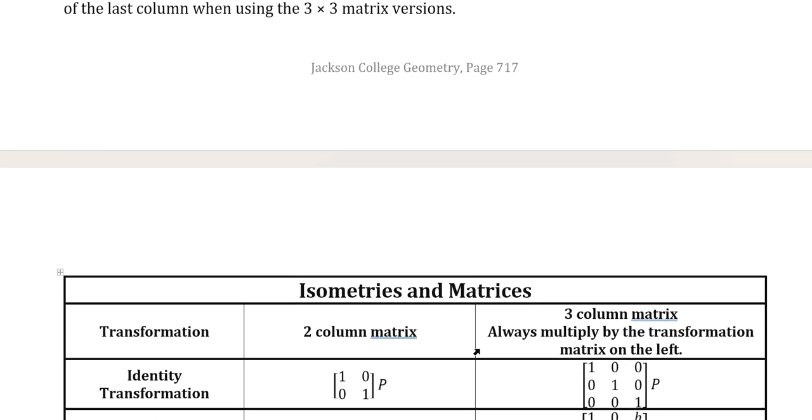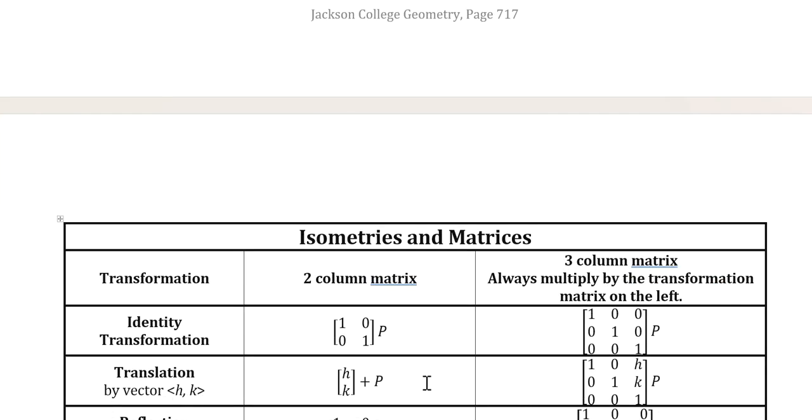So what's the identity transformation? Well, you multiply by the identity matrix. The 2 by 2 identity matrix is like this, 1, 0, 0, 1, and the 3 by 3 identity matrix is 1, 0, 0, 0, 1, 0, 0, 0, 1. In both cases, you have 1s on the major diagonal and 0s everywhere else.